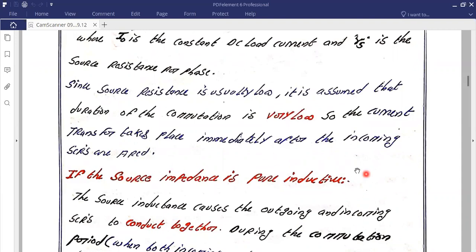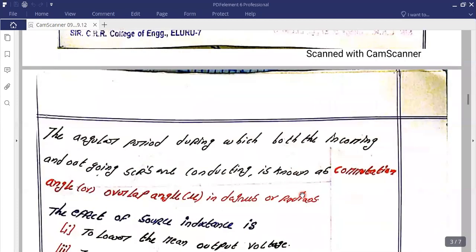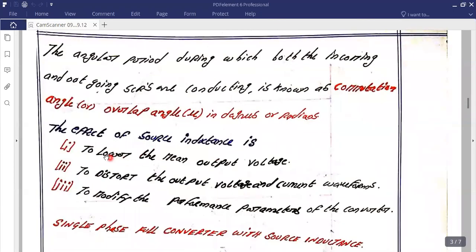What are the effects of the source inductance? The major effects are these. The first is on the output voltage: the mean output voltage is reduced. Second, there is a distortion in the output voltage and current waveforms. And third, the performance parameters of the converter are reduced or modified.